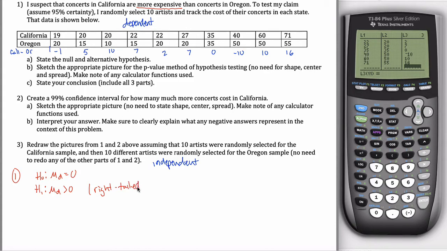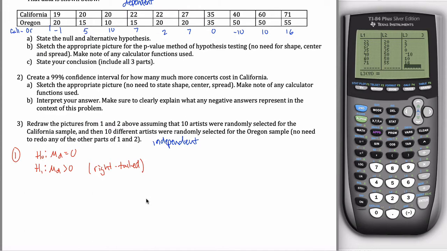It's worth pointing out that you could do Oregon minus California, in which case the sign would switch on each of these. It would be a less than sign and it would be a left-tailed test. So different ways you can do this that would be completely correct. I just think this is the most logical way to do it.